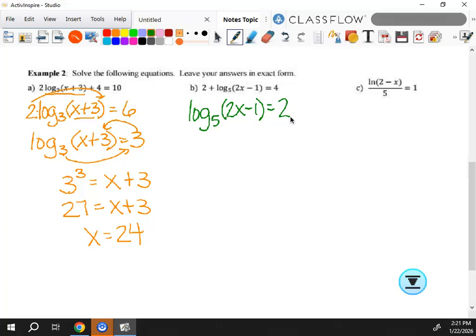Okay, do y'all all agree with my first step here? All I did was subtract 2. We all on board? All right, now I can rewrite it, yes?